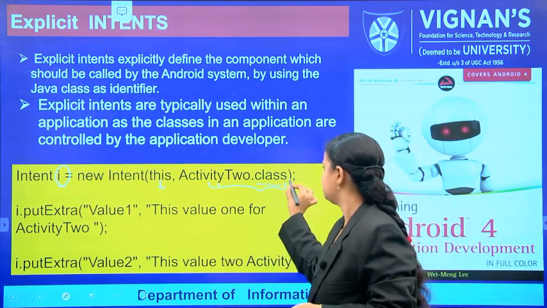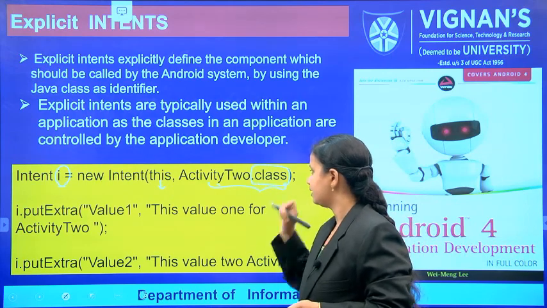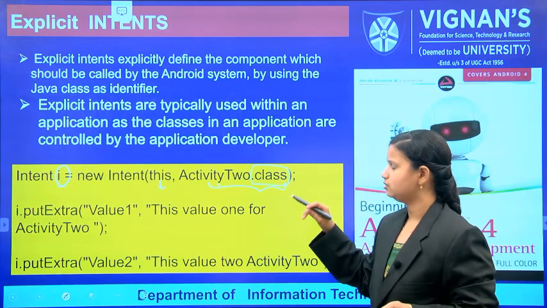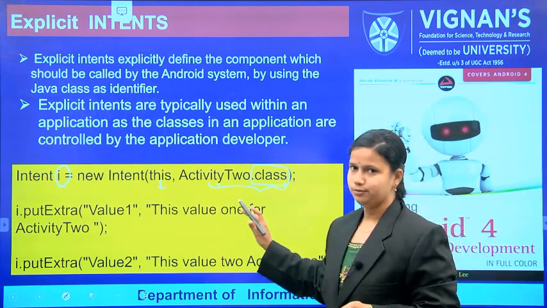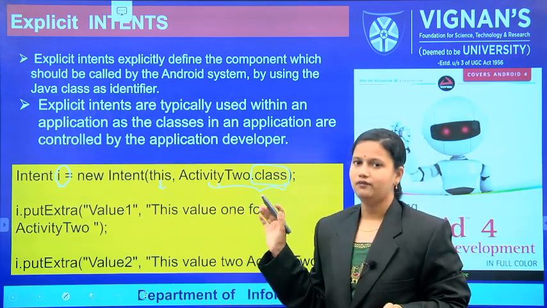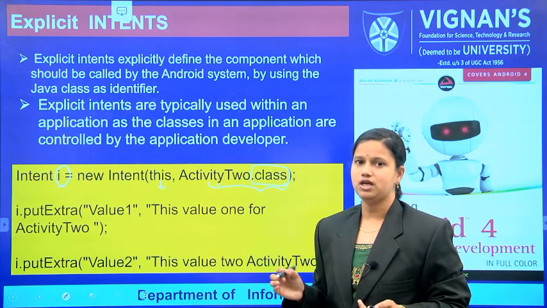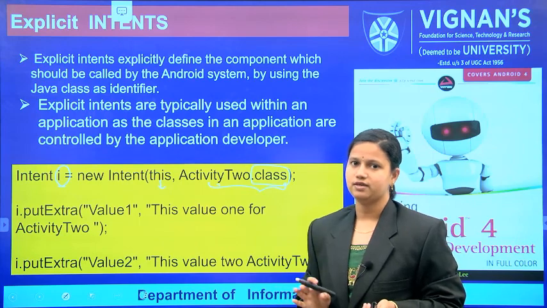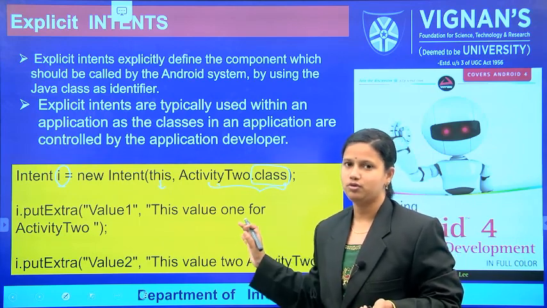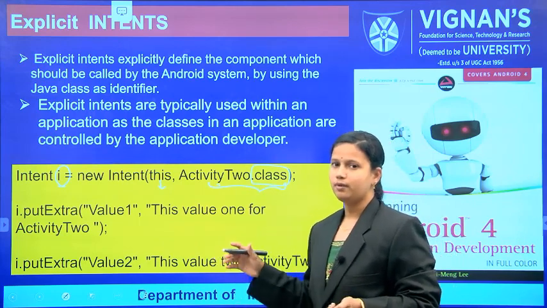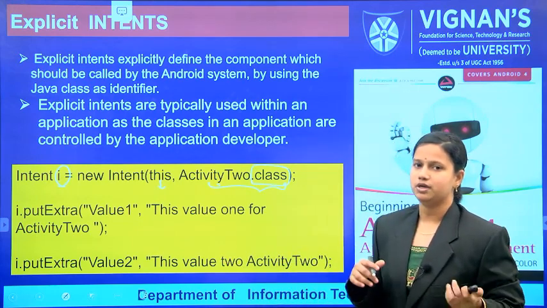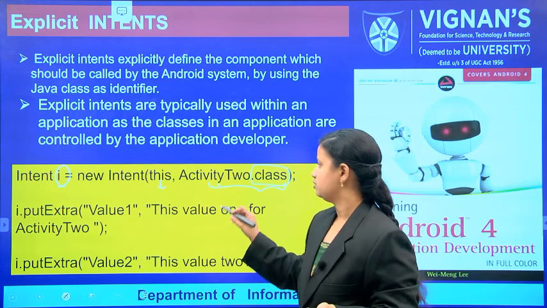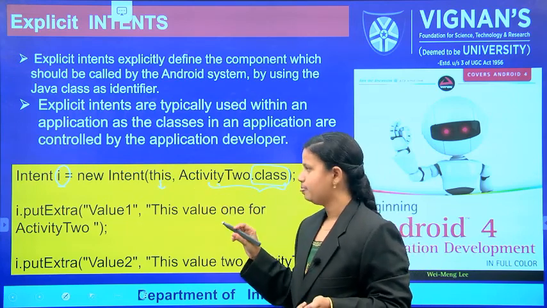When you observe the dot class file, it is nothing but a Java class identifier. This is also one way to create an intent, but here we navigate only within the application. Moving from one activity to another activity is possible only with an explicit intent. But to navigate from one application to another application, we have to use the concept of implicit intents. See how we create it.